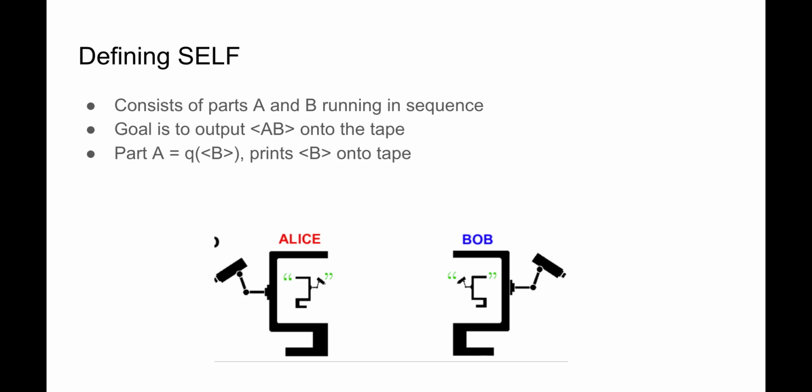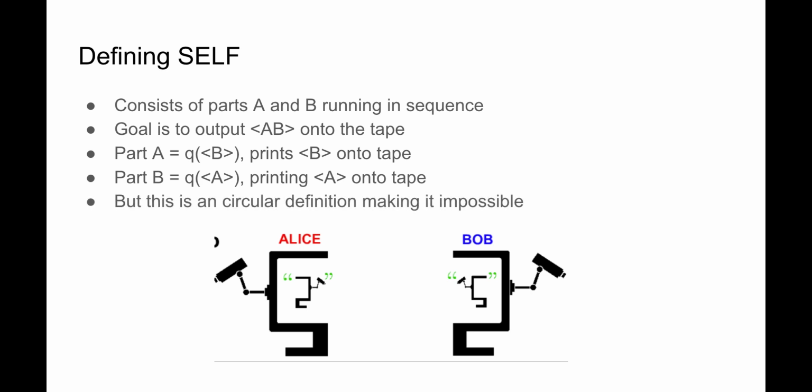Now, the obvious thing to do might be to have part B defined as Q of A. So when part B runs, it'll print out the encoding of A onto the tape and halt, and then we'll have the complete description of the machine onto the tape. However, since we've already defined part A in terms of part B, we can't define part B in terms of part A because that would make the definition circular, which is impossible to actually construct.